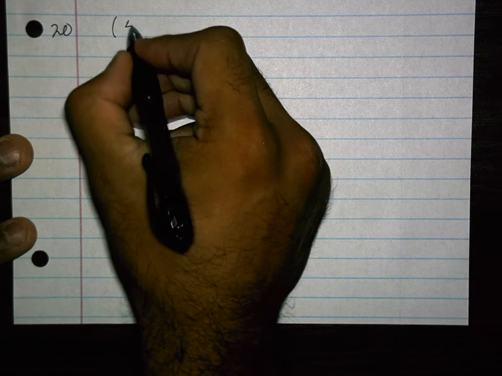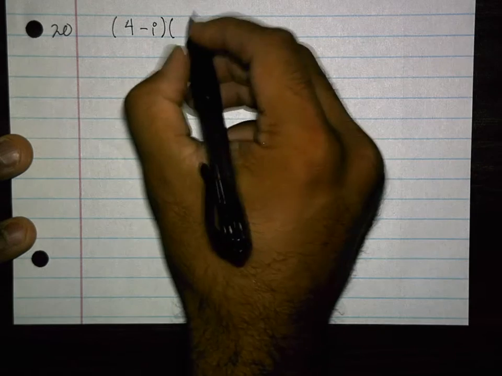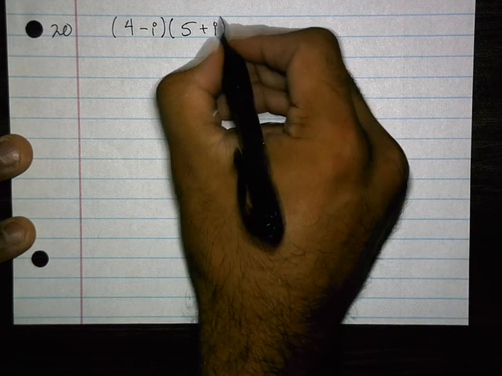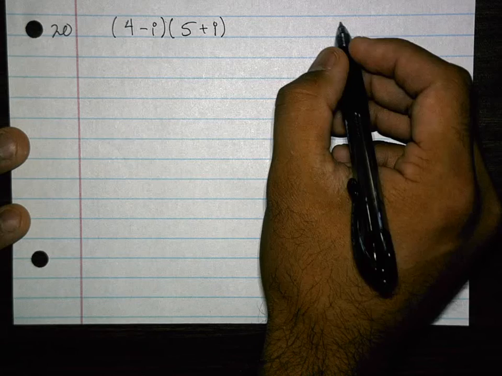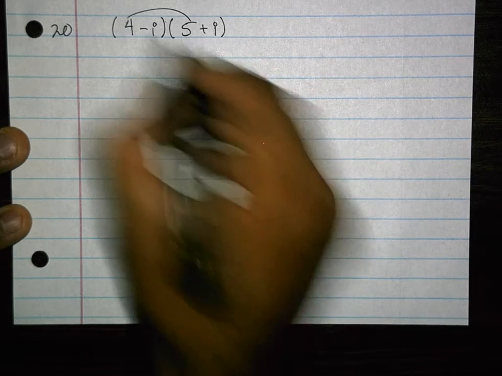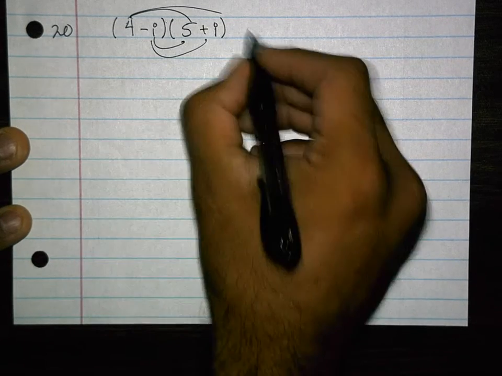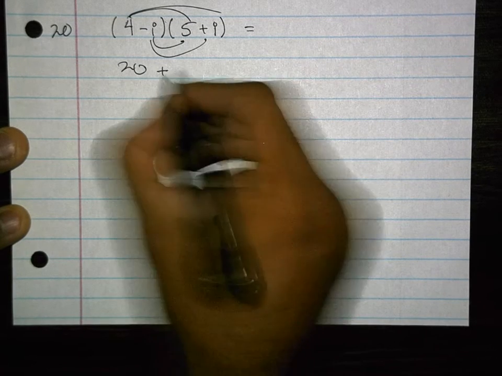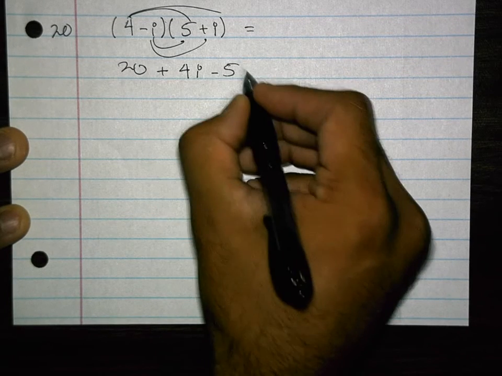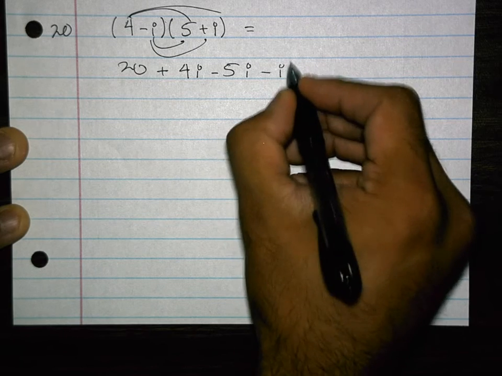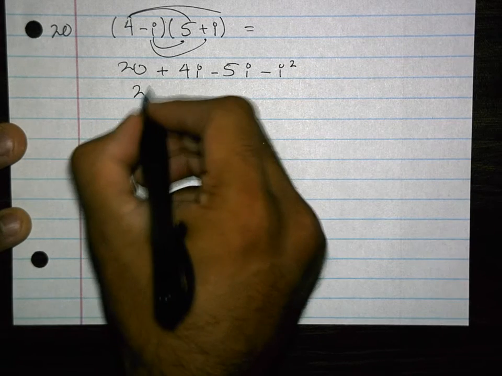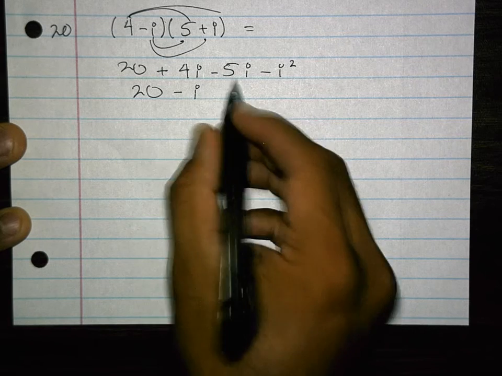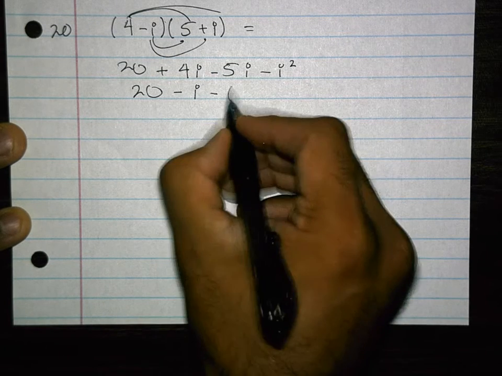20. 4 minus i times 5 plus i. And looking at this, it's a FOIL situation, right? So I'm going to go ahead and FOIL here. And I'm looking at 20 plus 4i minus 5i minus i squared. And this turns out to be 20 minus i. And remember, this is going to be minus negative 1.